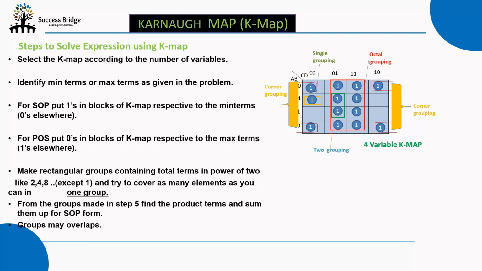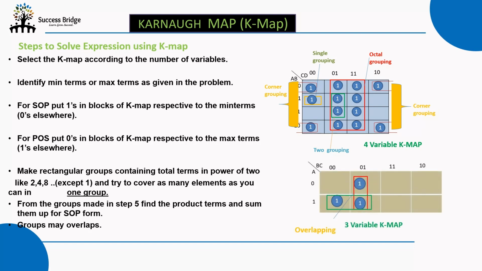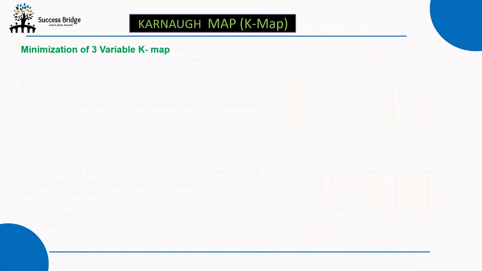Next, as you can see, this is the 3 variable K-Map. As you can see here, overlapping grouping is done. This is how we can do the overlapping. These are the few steps to solve an expression using the K-Map. With the help of these rules, we can solve our problems. Let's see the minimization of a 3 variable K-Map.